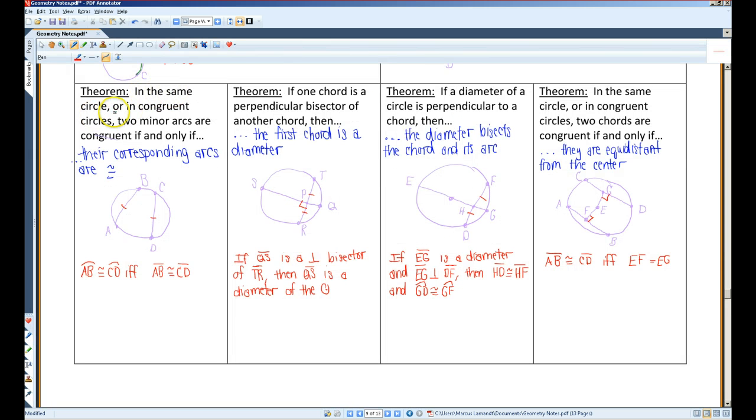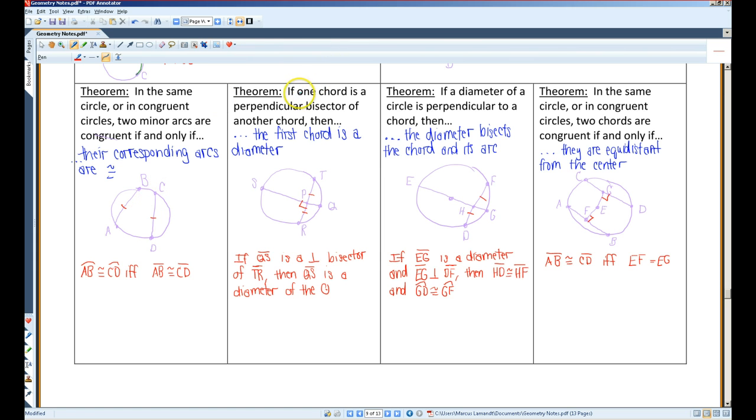In the same circle or in congruent circles, 2 minor arcs are congruent if and only if their corresponding chords are congruent. So in this case, arcs AB and CD are congruent if and only if chord AB is congruent to chord CD.